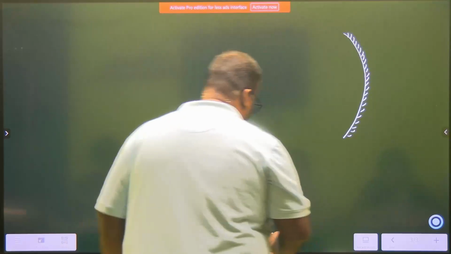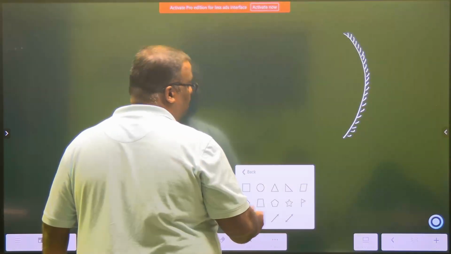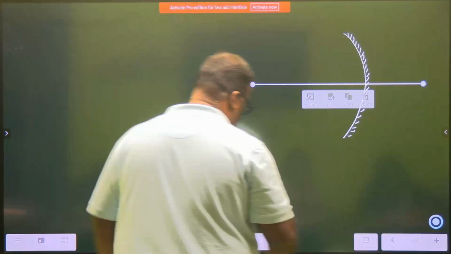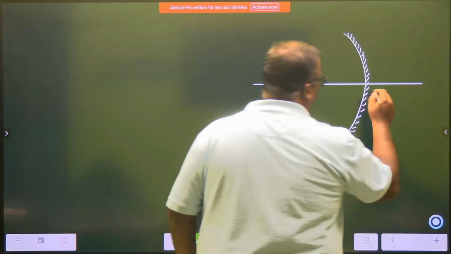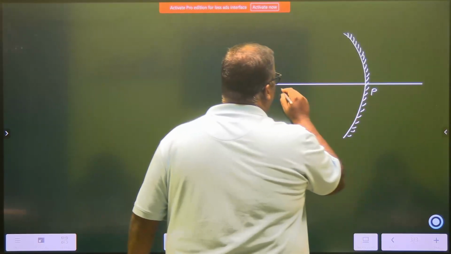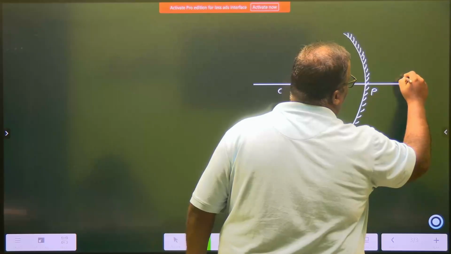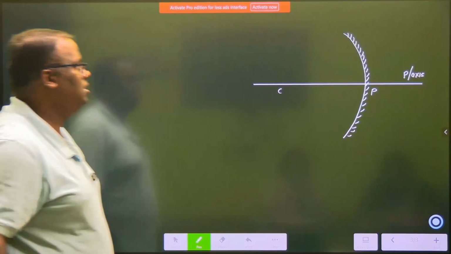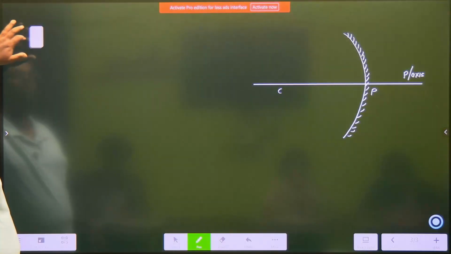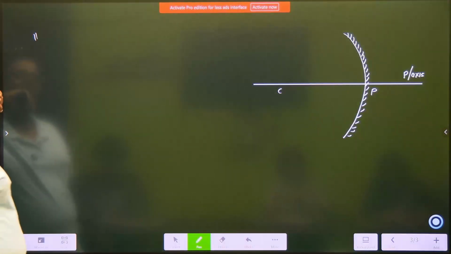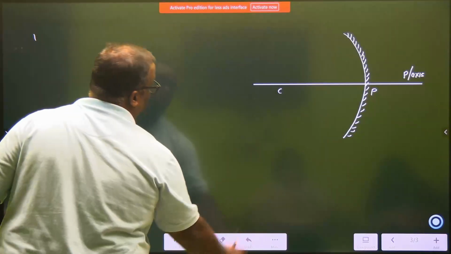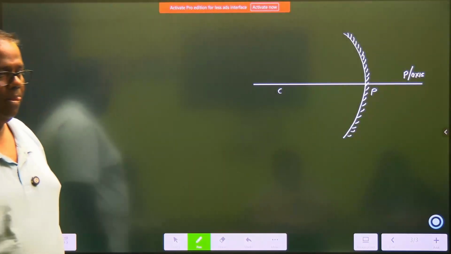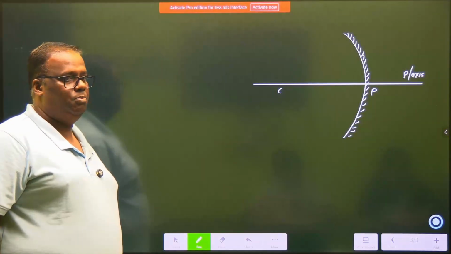Obviously now I have got pole out here, and I have also got the center of curvature. So I create an imaginary line which will be passing through the pole as well as the center of curvature, and this imaginary line will be known as my principal axis. Principal, P-R-I-N-C-I-P-A-L, principal axis. Fine. This is known as my principal axis.